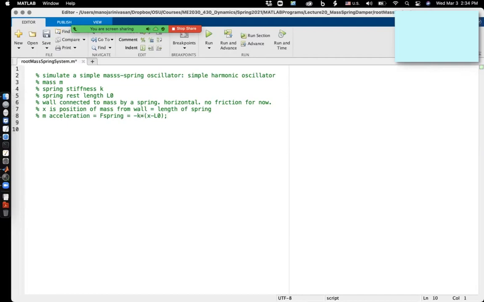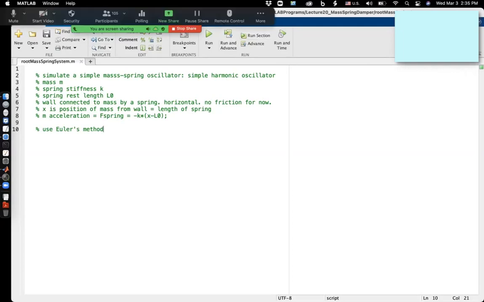So let's do this, use Euler's method. What should we do first? I'm going to do this super fast. Let's see if we can do this in the next 10 minutes, 11 minutes or so. Can people see my screen still okay? Yep. Okay.